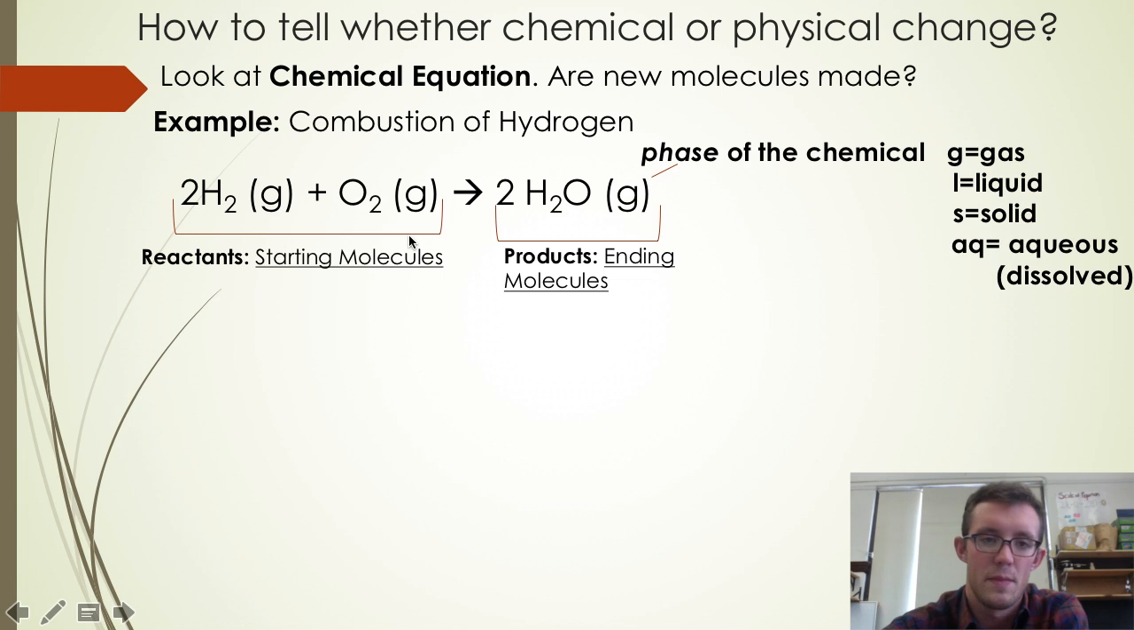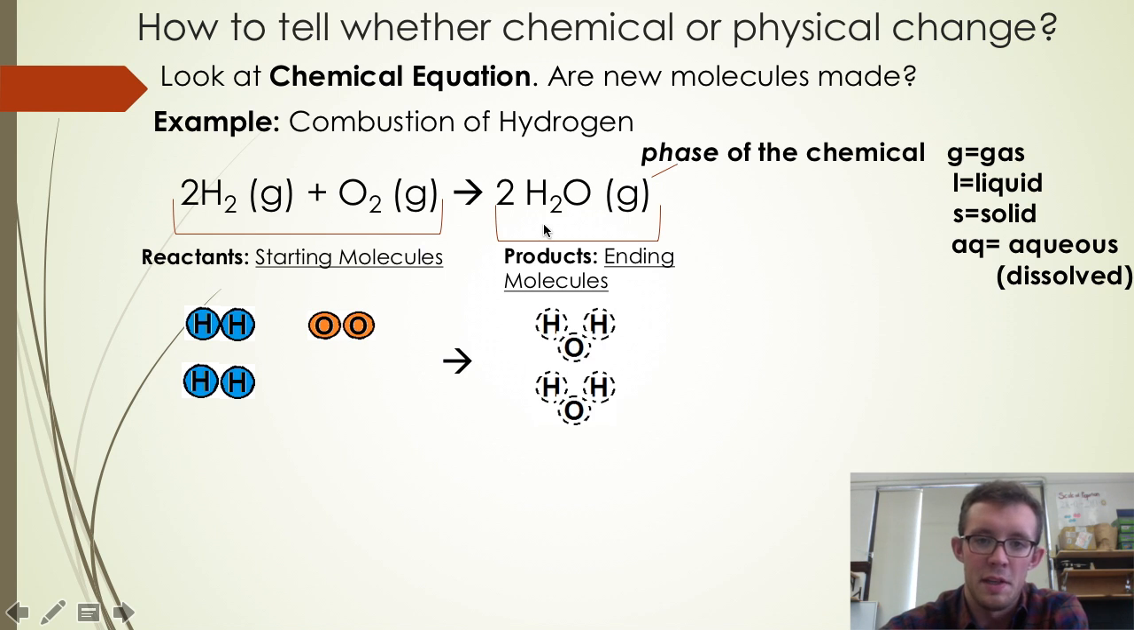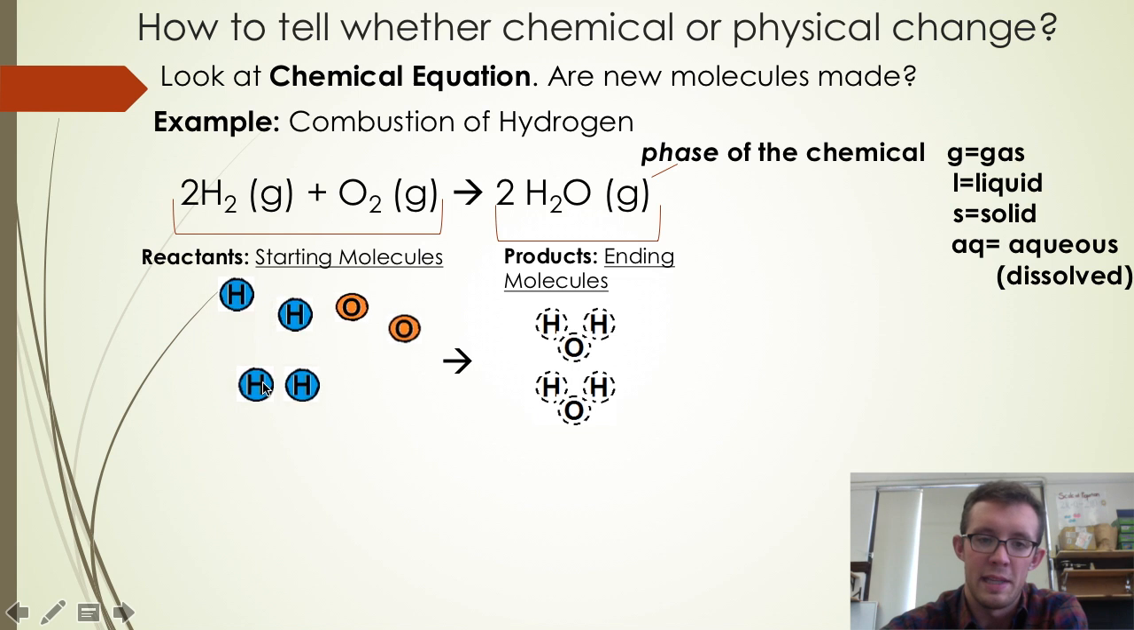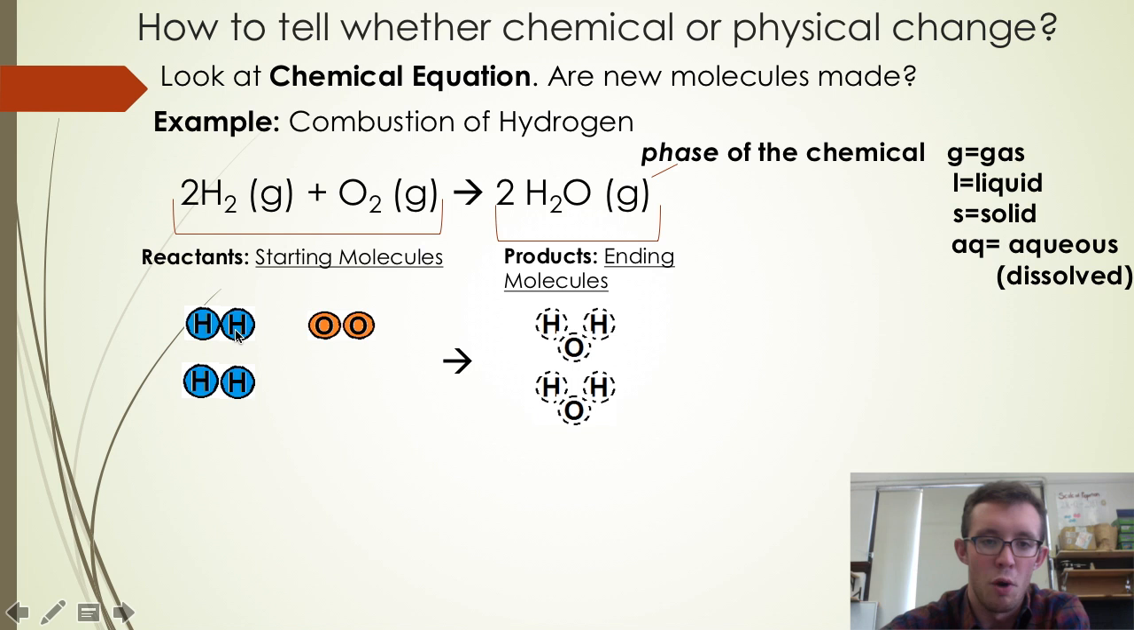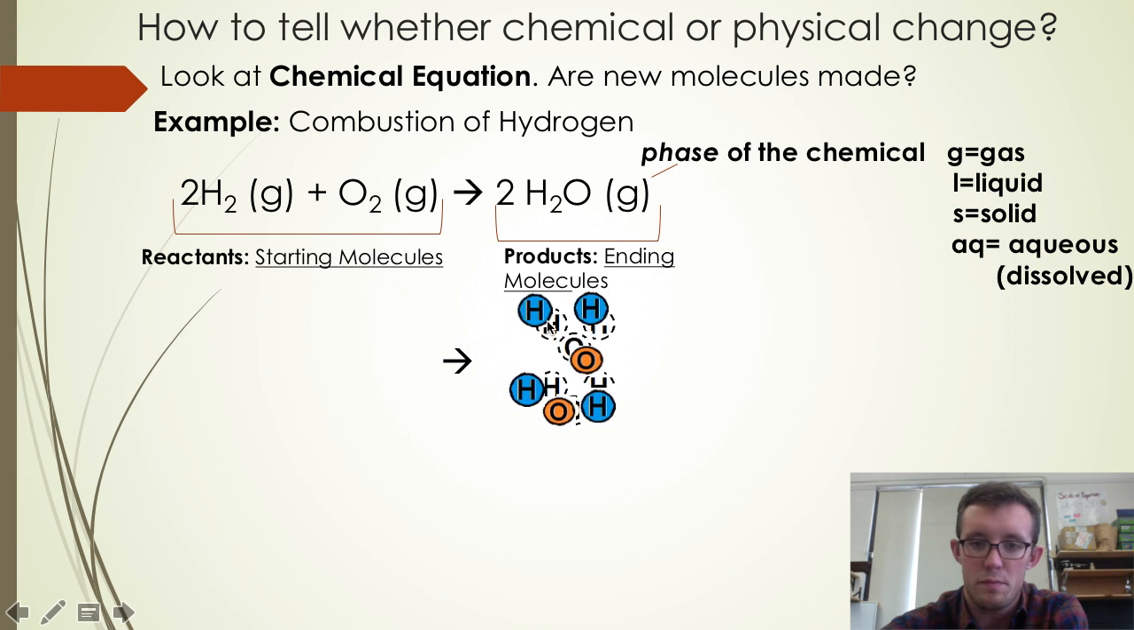Here in this equation, we can see that our starting molecules are two diatomic hydrogen molecules and one diatomic oxygen molecule. And over the course of the reaction, they are going to react to form two water molecules. We'll make that reaction here. One more time. So these molecules broke apart and they formed into water molecules.